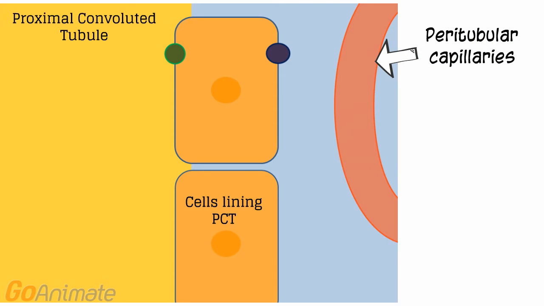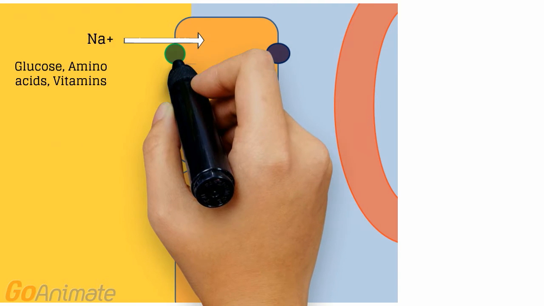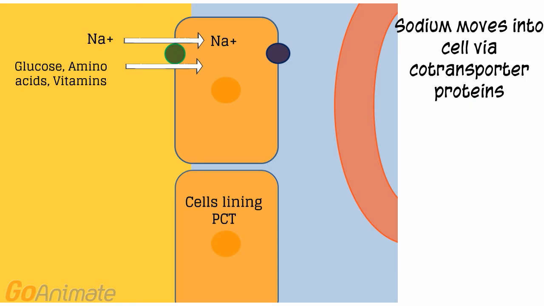Here we see a diagram of a kidney tubule along with the cells lining it, the interstitium, and the peritubular capillaries. Remember that in tubular reabsorption, substances move from the tubule to the peritubular capillaries. Sodium moves from the tubule into the cell by way of co-transporter proteins that also transport glucose, amino acids, and vitamins into the cell. These substances end up back in the blood. These transporters are sometimes called symporters.